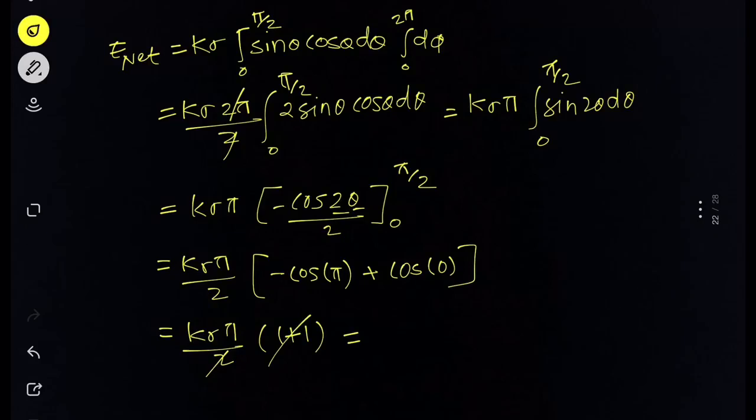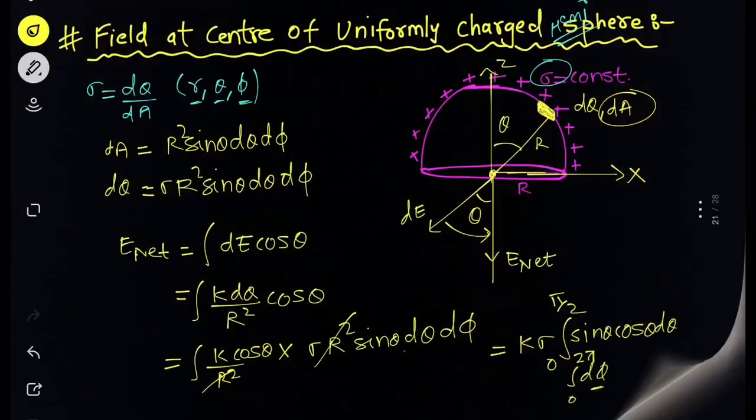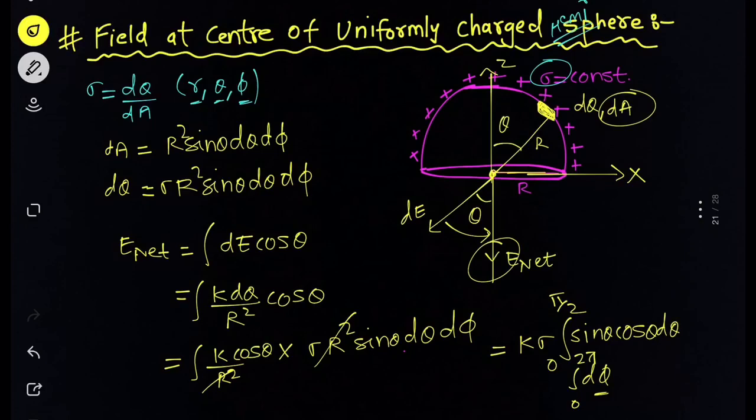So what we can write? We can write sigma pi times k. What is the value of k? It is 1 over 4 pi epsilon naught. So see, this pi and this pi would get cancelled, and we'll have E net at the center would be sigma divided by 4 epsilon naught only. And what would be the direction of this E? The direction would be in the negative z direction.